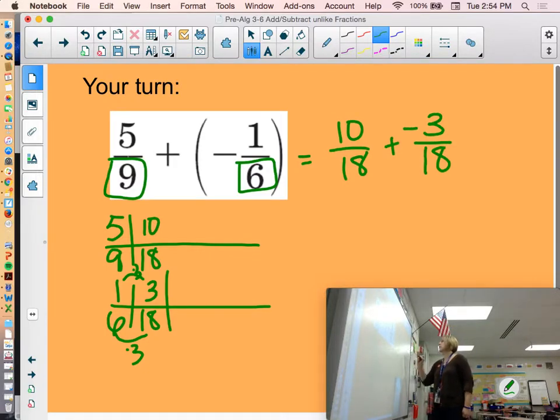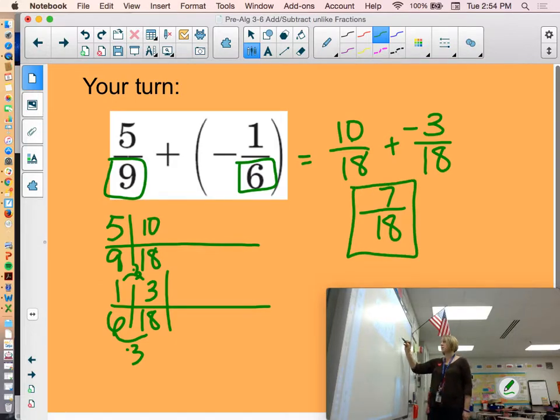I hope you can see this okay. So now I have 10 plus a negative. That means these are different signs and I have to subtract. So 10 minus 3 is 7/18. I can't simplify that, so that is my final answer. Check my sign though. It's positive. That makes sense. Yay!